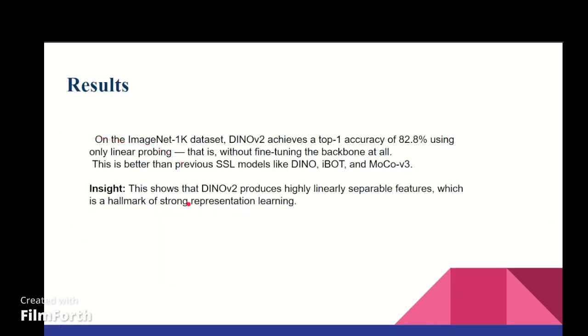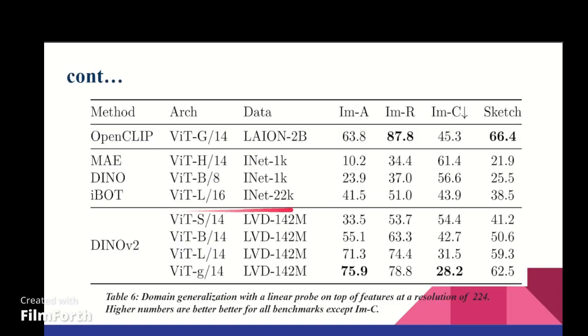Now the key takeaway is that DINOv2 has an accuracy of 82.8 using only the linear probing method, that is, without fine tuning, and this is better than previous SSL models such as Dino, iBot, and the MAE model. And the insight we can take away here is that DINOv2 produces highly linearly separable features, which is a hallmark of strong representation learning.